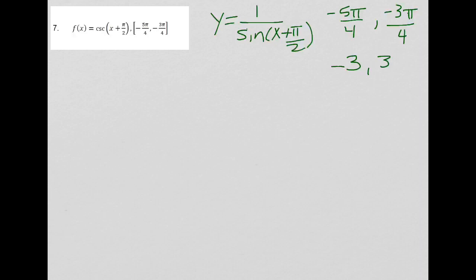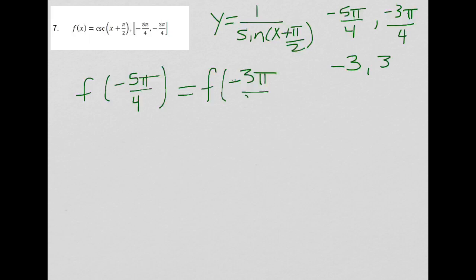It is continuous, it is differentiable, and so now the question is, does f of negative 5 pi over 4 equal f of negative 3 pi over 4? And these actually both are negative square root of 2. So it's continuous, it's differentiable, and the endpoints are equal. So now we can continue. So we're going to take a derivative.